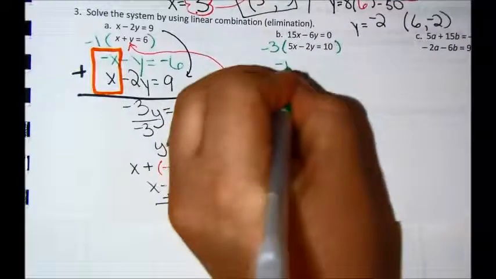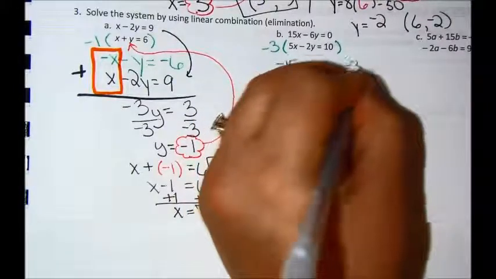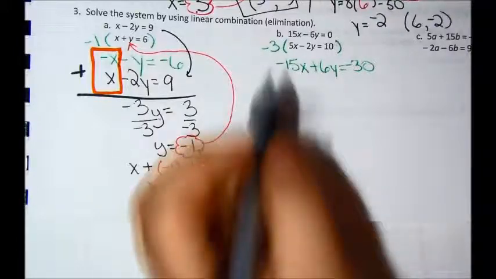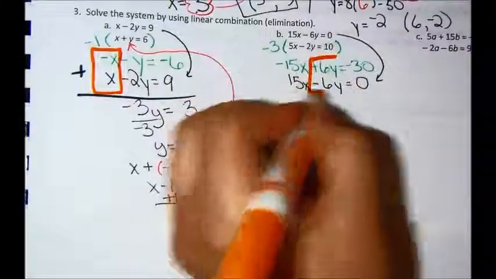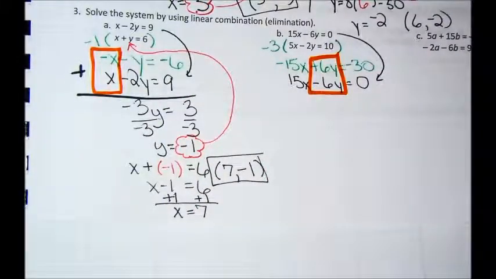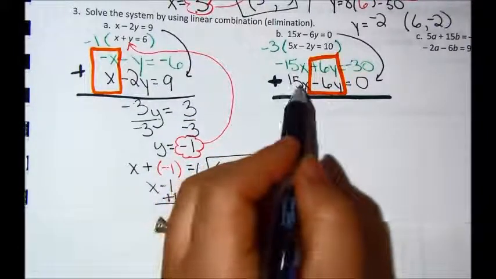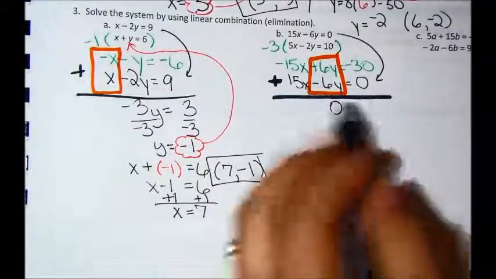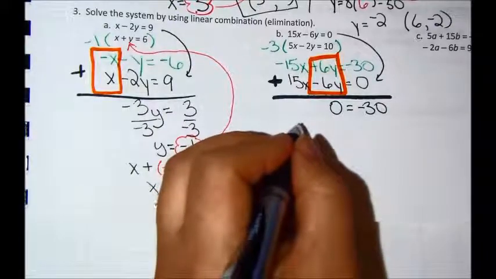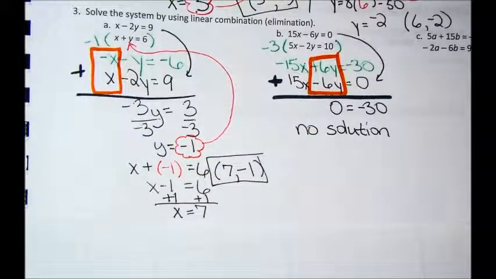So I would get negative 15x plus 6y equals negative 30. The first equation remains the same. My goal was to cancel out the y's. Does that happen? Absolutely. So let's add the two equations together. Negative 15x plus 15x gives me 0. Negative 30 plus 0 gives me negative 30. This is not a true statement, so my answer is no solution. We also need to classify this for our homework as inconsistent.